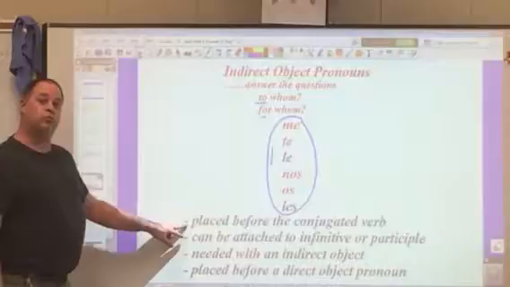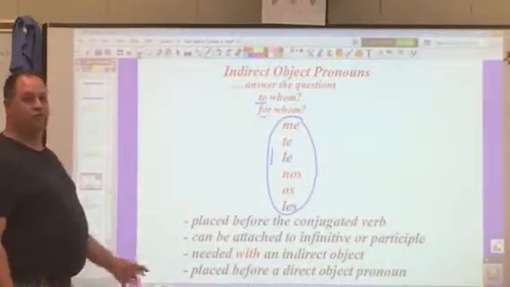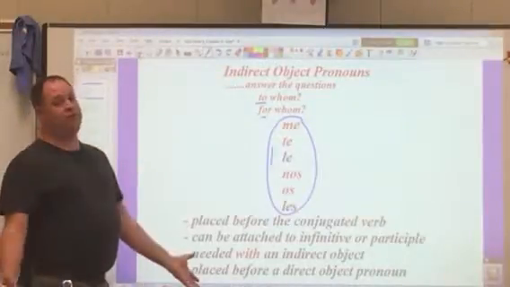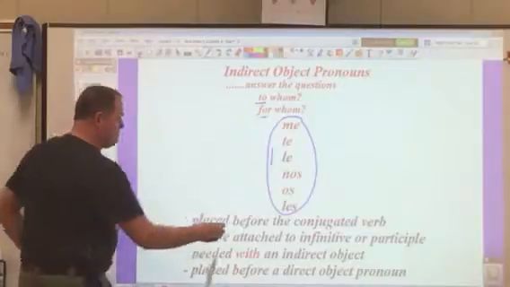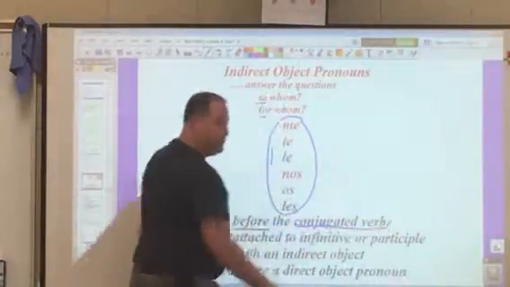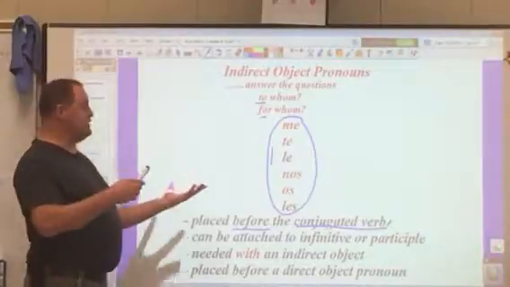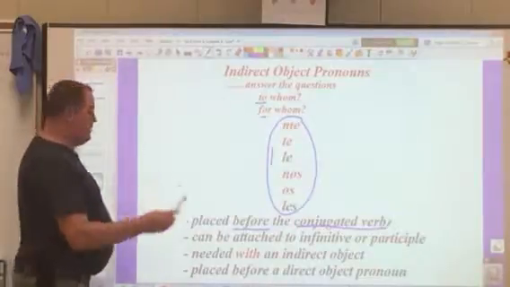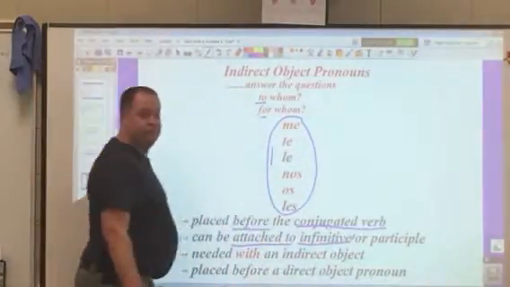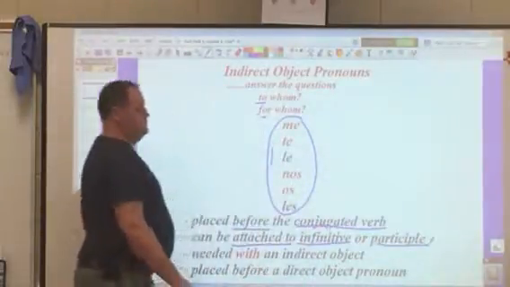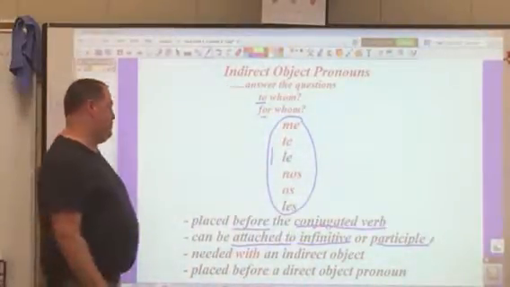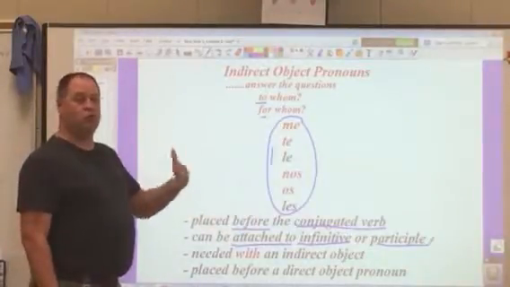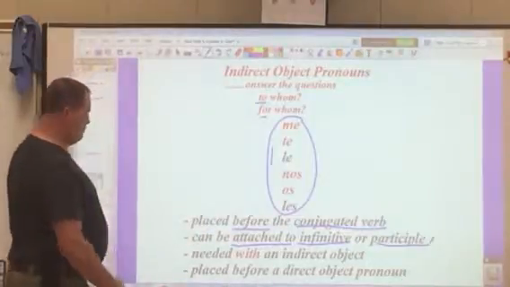Now as far as where they're placed, this is a little confusing, but we will iron this out next time I see you guys. Basically, it's kind of the same thing as the direct object pronouns. They are placed before the conjugated verb, so it's the same rule. Now they also can be attached to an infinitive or a participle. We haven't really talked about participles yet, but they can be attached to an infinitive, just like we did the other day with comprarlo on the end. Yo quiero comprarlo. That's the same thing.